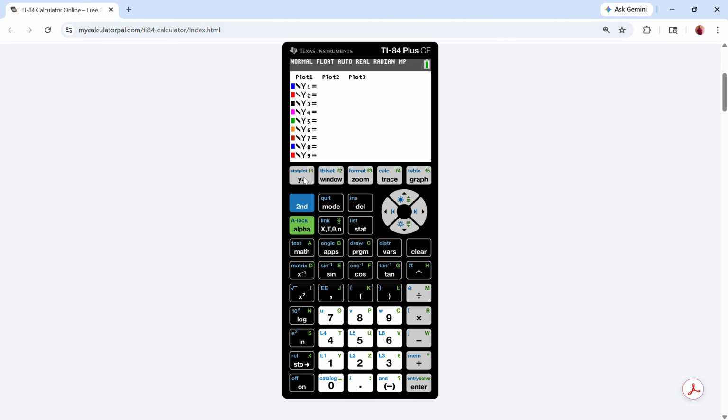Where I'm at is I'm at y equals, and then I'm going to enter in x. I'm going to use the caret key to get me to an exponent, x to the third. Then I'm going to use this right arrow key to get out of the exponent, and then I'm going to put in minus 3. All right.